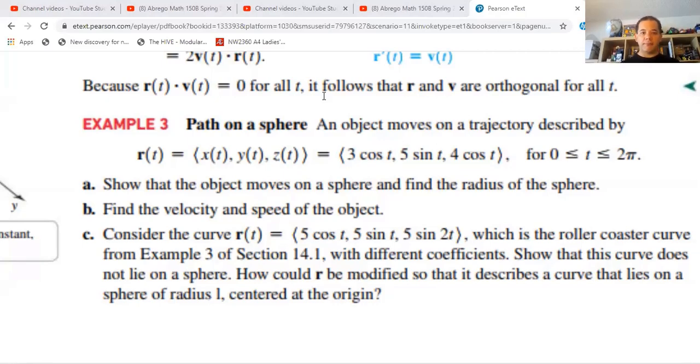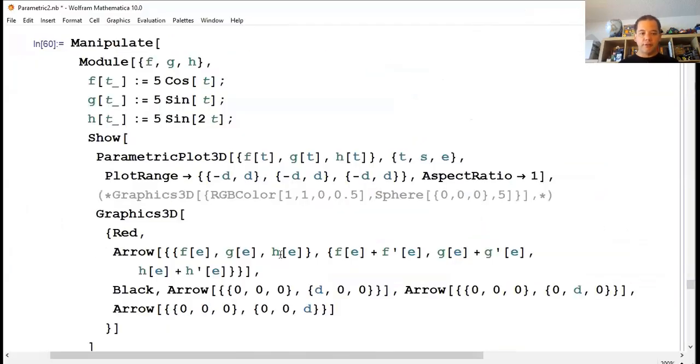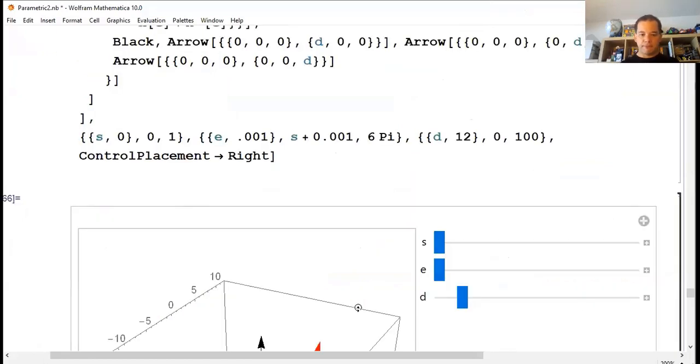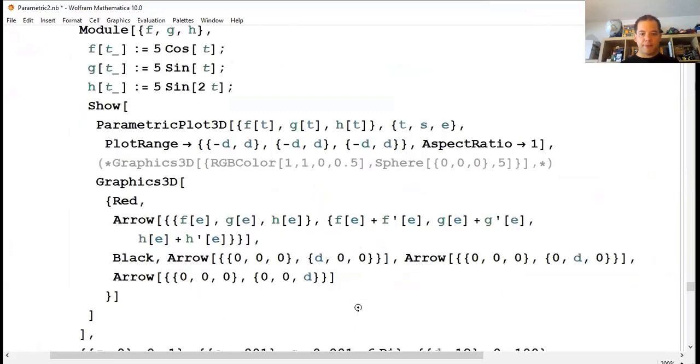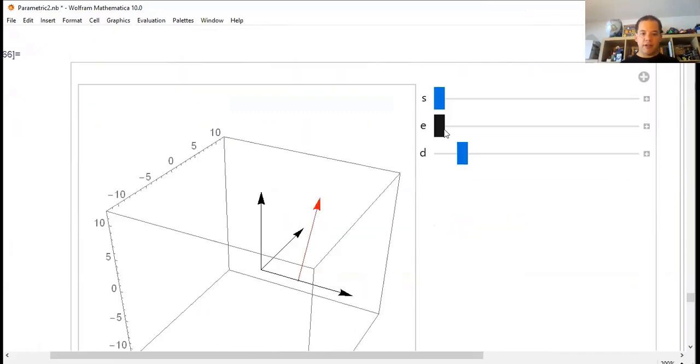So I'll start by showing it to you. And then it says, how can we modify it so that it lies on a sphere of radius 1, center at the origin? So let me first show it to you. So it will be this one right here, I believe. Yeah. And here it is.